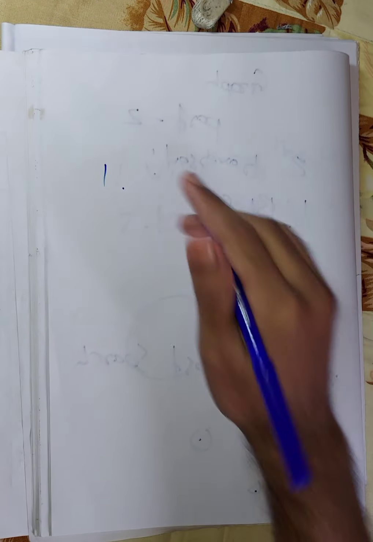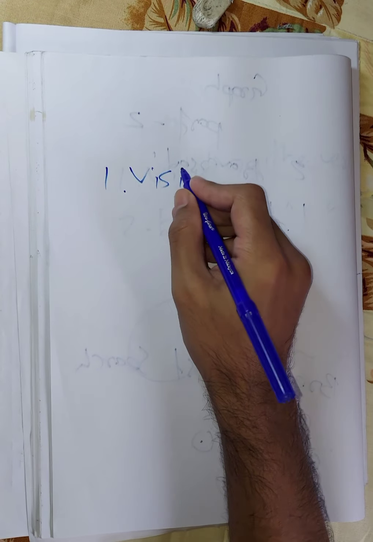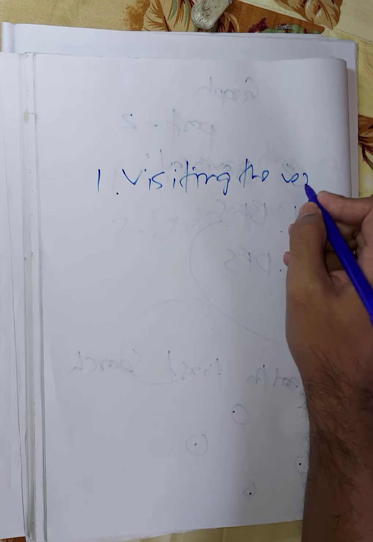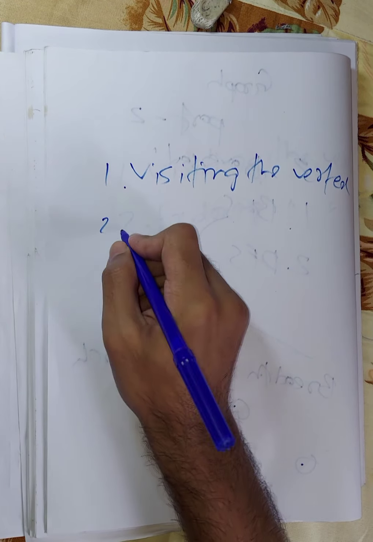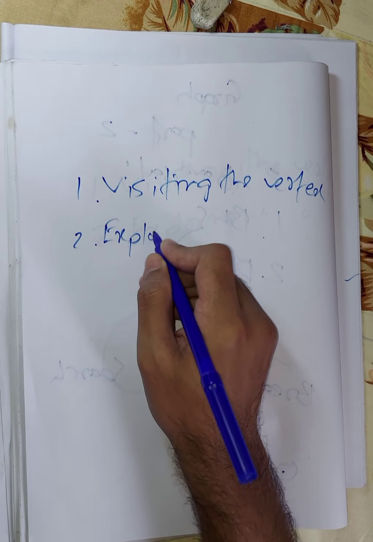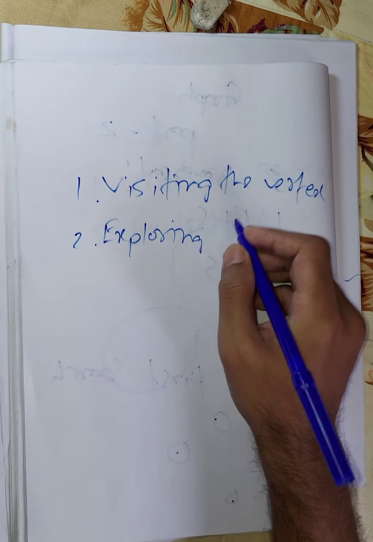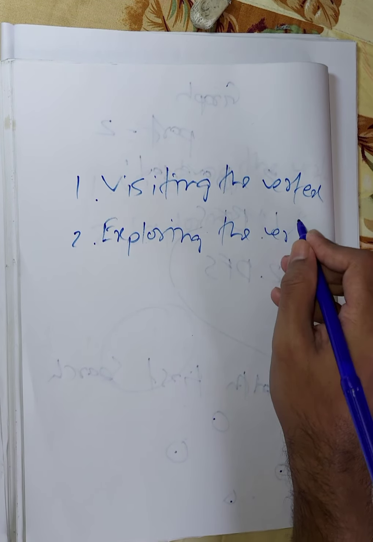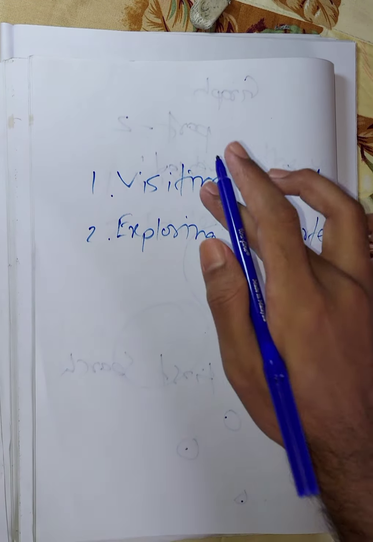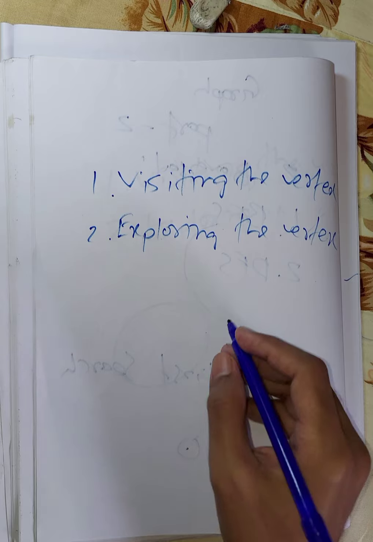One is visiting the vertex, second is exploring the vertex. Now what is visiting and what is exploring, and what is the difference between visiting and exploring?